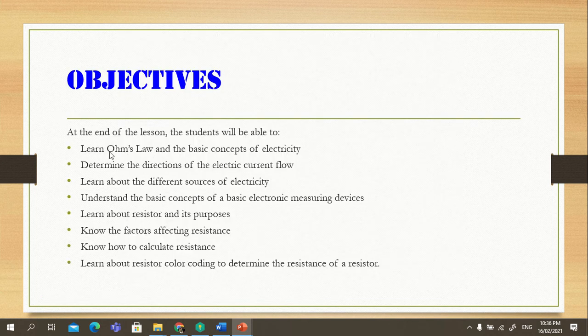So we already discussed the first objectives: Ohm's law, direction of the current flow, different sources of electricity, and understanding the basic concept of electronic measuring devices. Then we learned about the resistor, its basic concept, purpose and characteristics. This time we'll talk about how to calculate resistance based on the resistor color coding. And later on we'll discuss separately the factors that affect resistance.